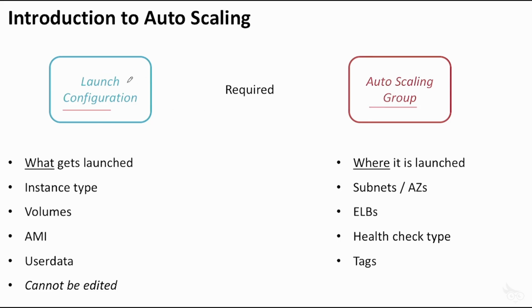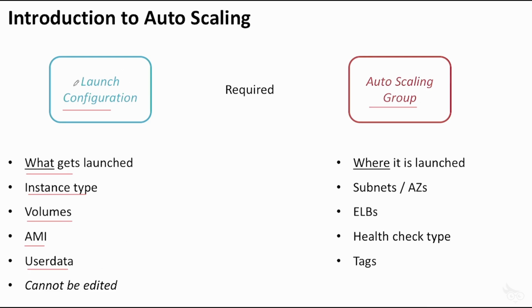The launch configuration defines what gets launched, such as the instance type. Maybe we want to launch a T2 small or an M4 large or a C4 extra large. So we define the type of instance that we're going to launch. We can specify the EBS volumes or the instance store volumes. We can specify the Amazon machine image, any user data that we want to use to bootstrap that machine.